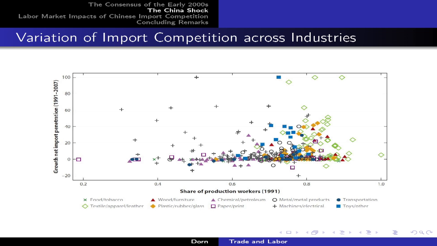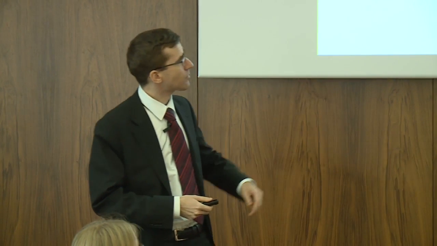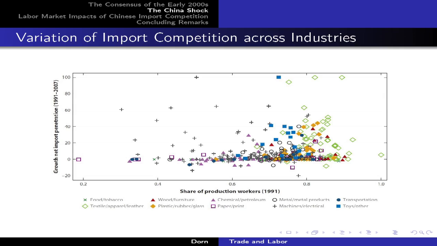In the US labor market, we differentiate about 400 very, very detailed manufacturing industries according to their exposure to Chinese import competition. What you see in this plot is the growth in net imports from China over the period of 1991 through 2007, expressed as a percentage of the initial US market volume that an industry has. Greater values of import competition are further up in this graph.